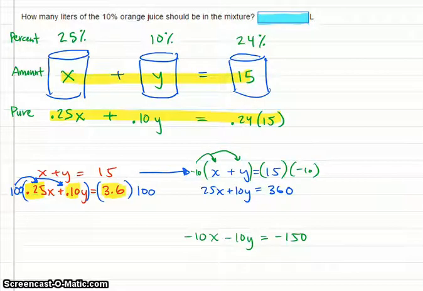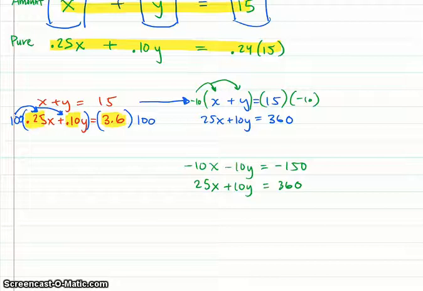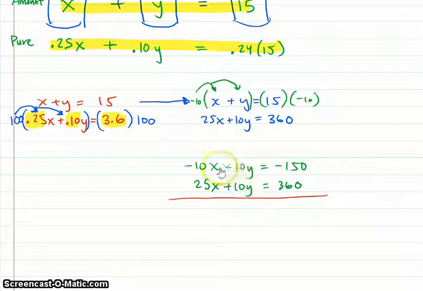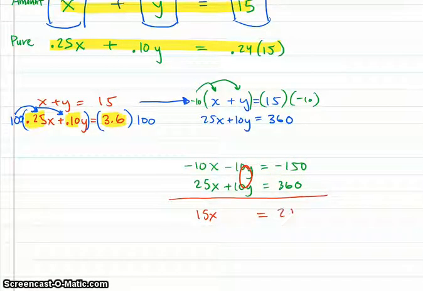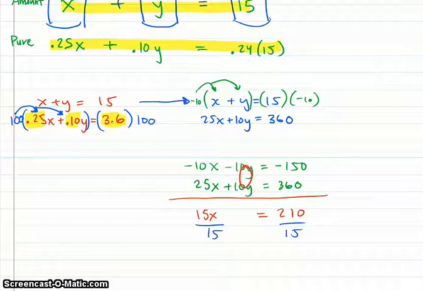And the second equation I'm just going to rewrite. All right, so now I have opposite coefficients. I can add the two equations and eliminate the y's so I can solve for x. So I'm going to add these. Negative 10x plus 25x is positive 15x. And then minus 10y plus 10y zeroes out. On the other side, negative 150 plus 360 is 210. So we need to solve for x. We're going to divide by 15. 15 cancels out with itself here. We get x is equal to 14.